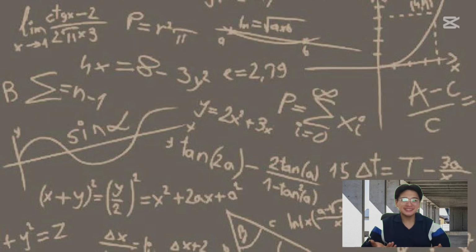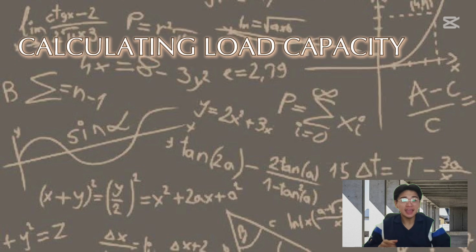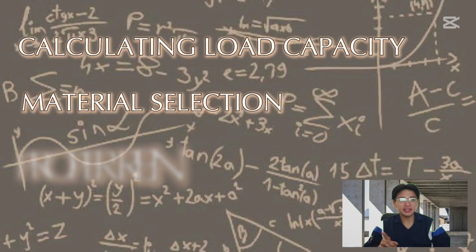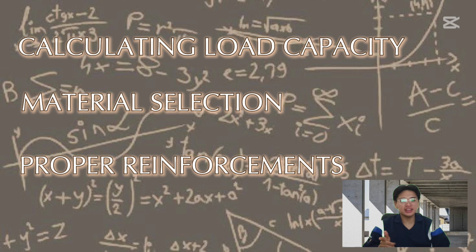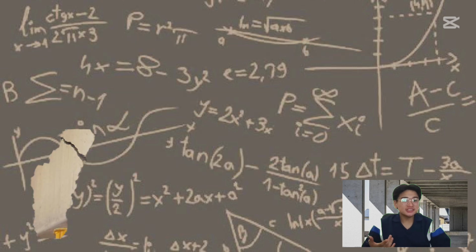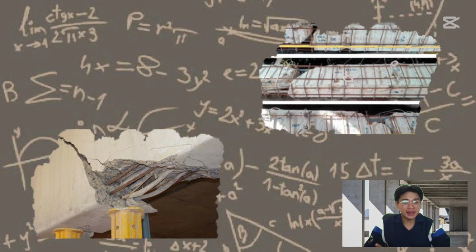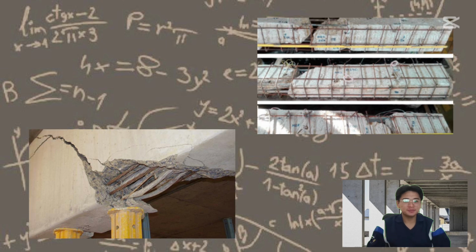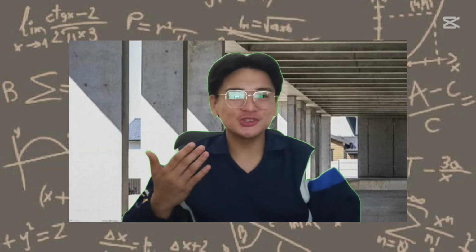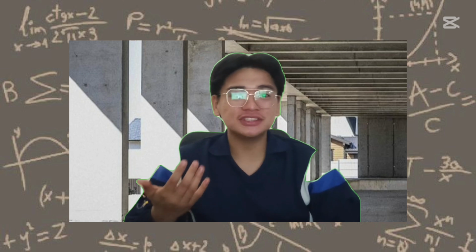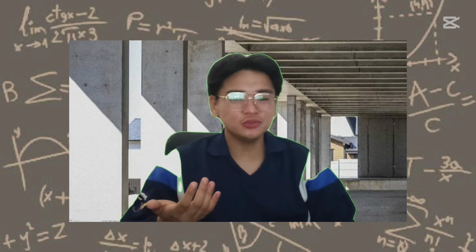The design process includes calculating load capacity, material selection, and ensuring proper reinforcement to prevent failure. If a beam is not designed correctly, it can deflect or crack under heavy loads. Let's go through a sample problem to see how we check if a beam meets ACI code requirements.